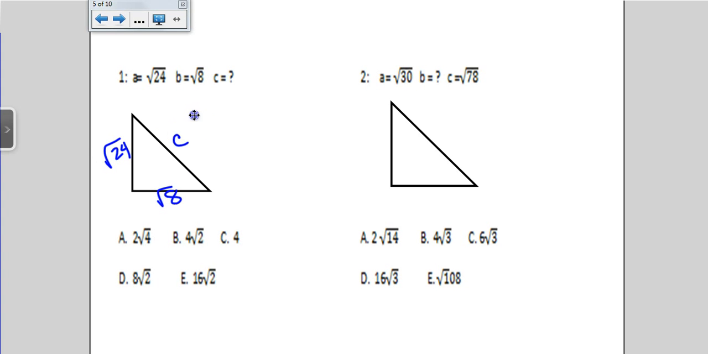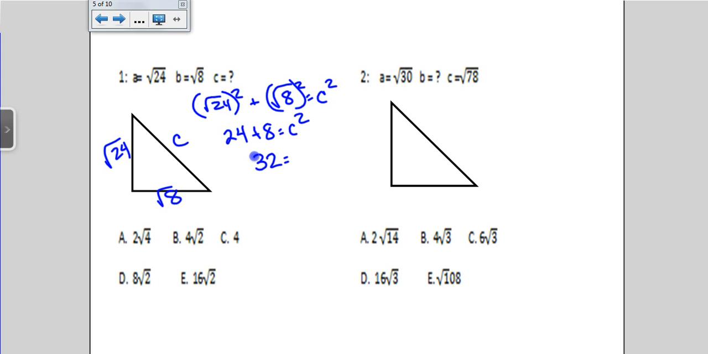So if I go ahead and square the square root of 24, and square the square root of 8, it should come out to c squared. So 24 plus 8 equals c squared. And let's see, that's 32 equals c squared. The biggest perfect square that divides into 32 is actually 16. Think bigger than 4. A lot of people just say 4. It's 16 times 2, so that would be 4 square roots of 2. Letter B.